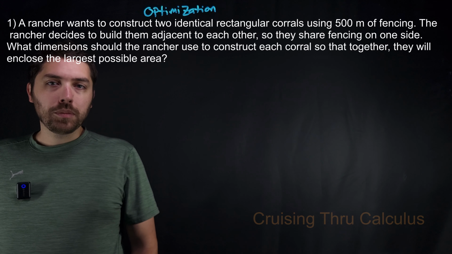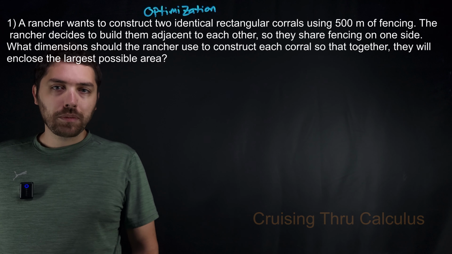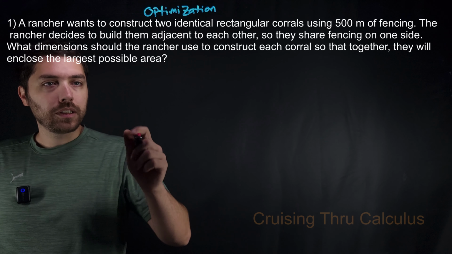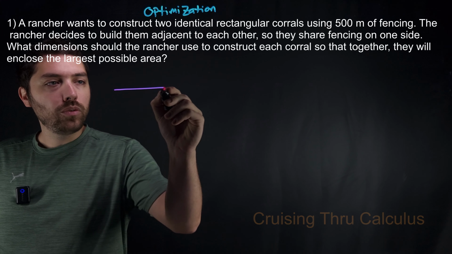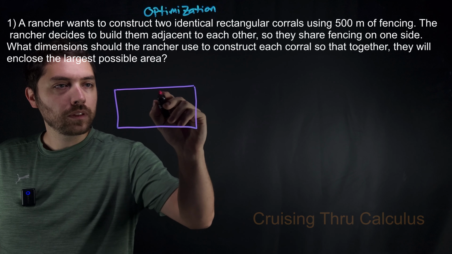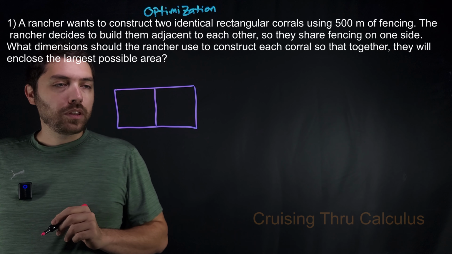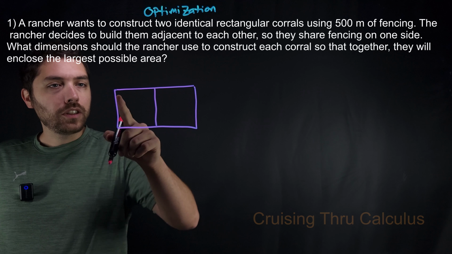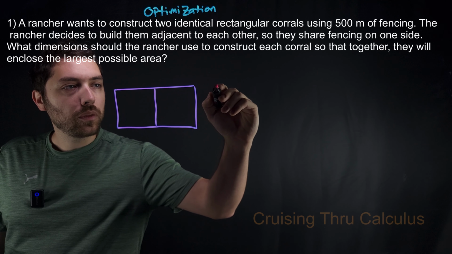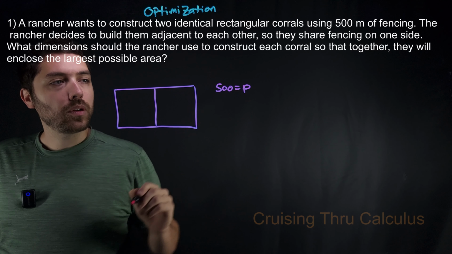So whenever you're doing optimization problems, the very first thing you want to do is sketch a picture and then label it. So let's do that. Here we have two corrals, which are supposed to be identical, like this. And we know that there is 500 meters of fencing, so that's kind of like the perimeter of this. So let me write that down over here. 500 meters is the perimeter.